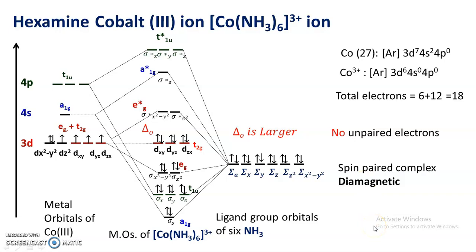Now you can see here the molecular orbital diagram for hexacyanoferrate(II) ion and hexaamminecobalt(III) ion. These two diagrams are the same. Total number of unpaired electrons are 0 and both the complexes are diamagnetic.